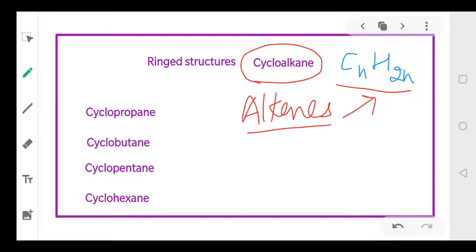Alkenes are always arranged to form a straight chain. Right? While cycloalkanes are arranged to form ring structures, cyclic structures. Right, everyone? So cycloalkanes have a general formula CnH2n. Okay, clear? Now let's come to the first ring structure.